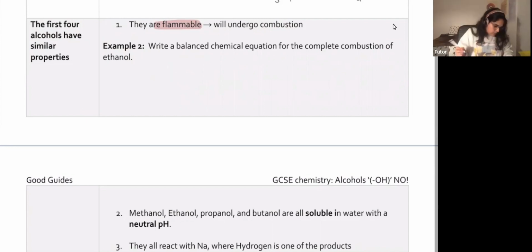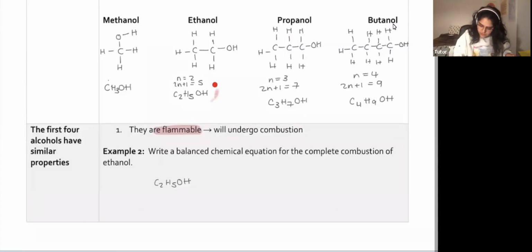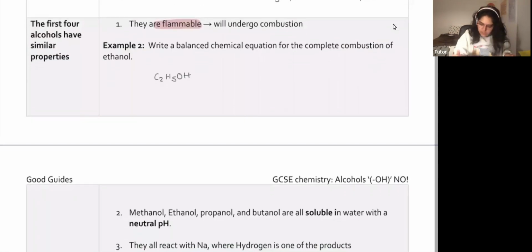So for ethanol, that's C2H5OH, which we can derive from up here. And combustion means we have oxygen and we're going to make carbon dioxide and H2O.